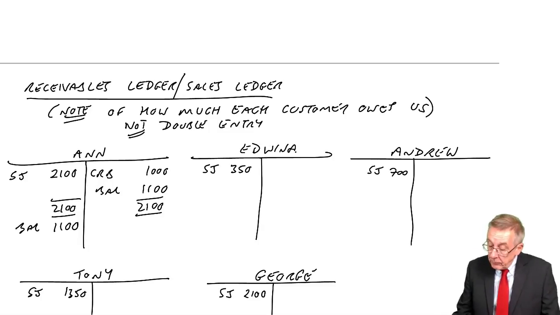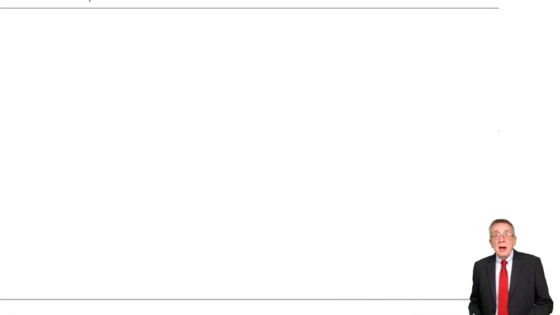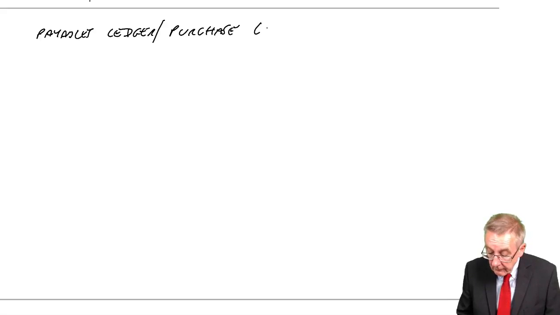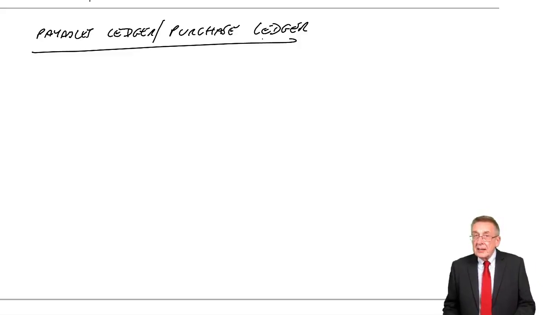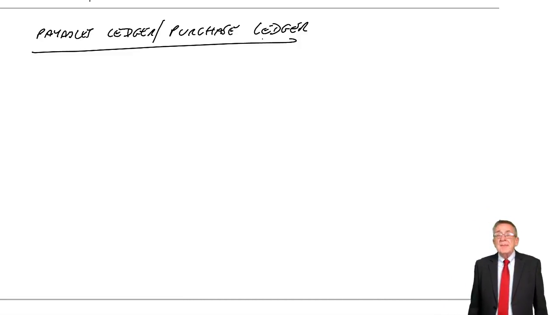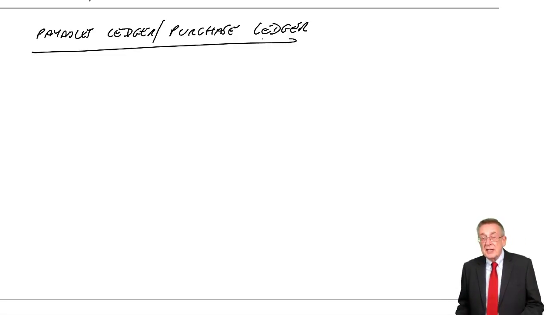In exactly the same way, we'll keep a record for suppliers on credit. We'll call this the payables ledger, which is a sensible name. Or the other name is the purchase ledger. But appreciate this book, whatever we call it, is just keeping a note of how much we owe our suppliers.